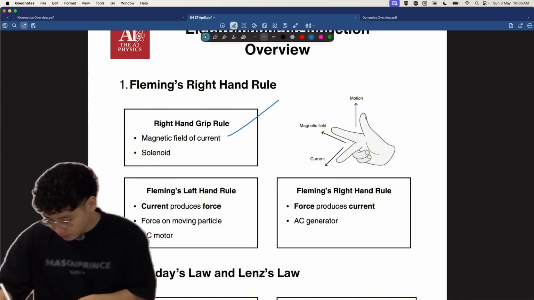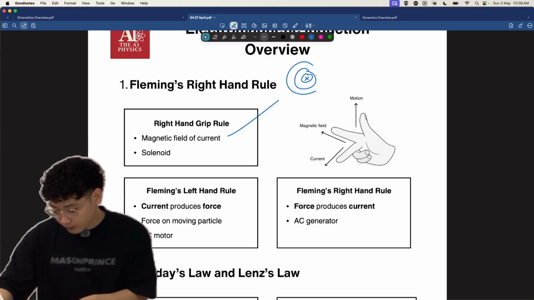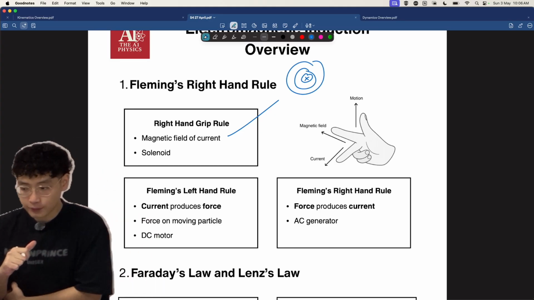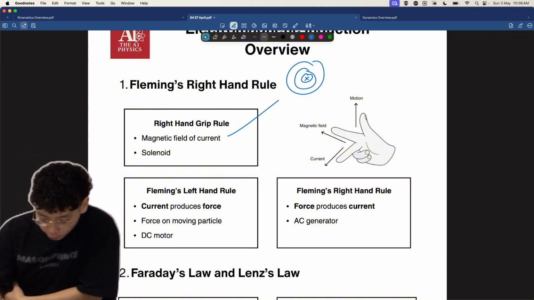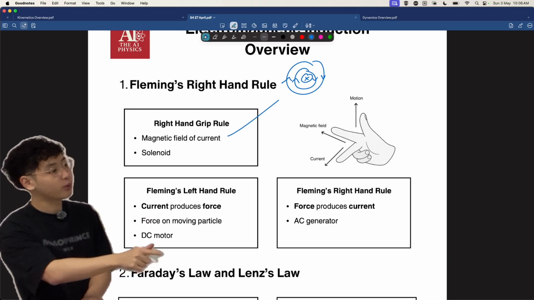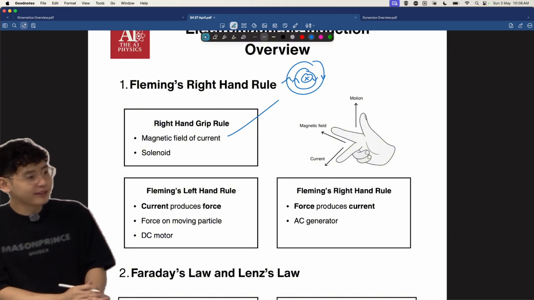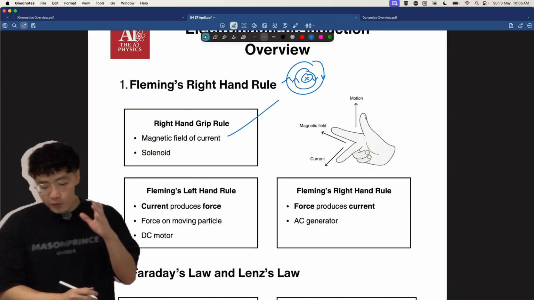Example over here. Let me test you right now, Rachel. If you have a current going into the page, right? What direction is the magnetic field? Clockwise, right? We use the right-hand grip rule to determine that the magnetic field is in the clockwise direction. Right? Okay, so that's when we use the right-hand grip rule.